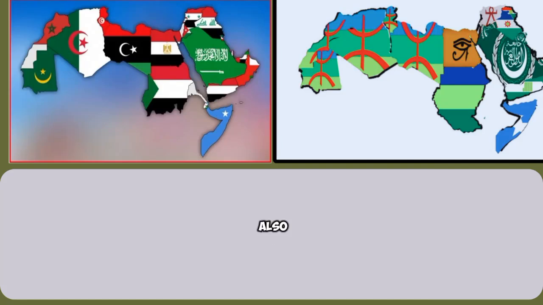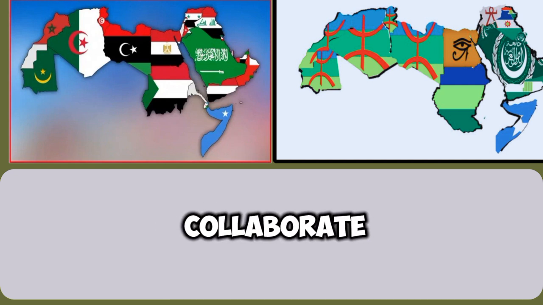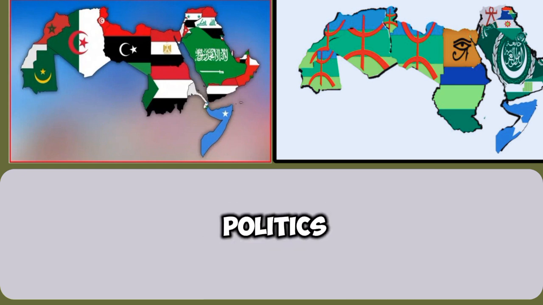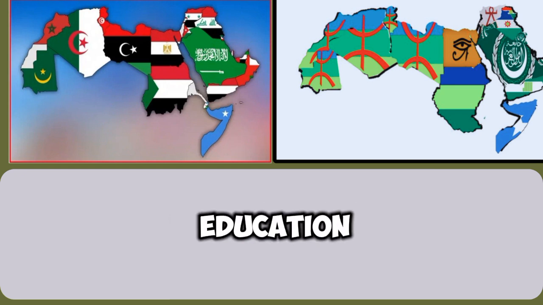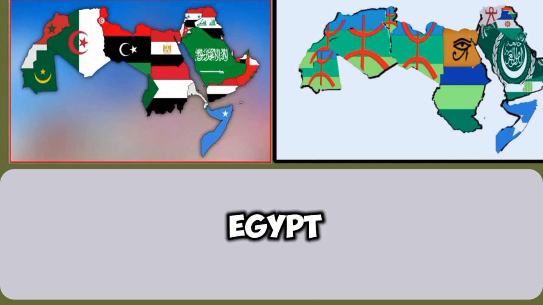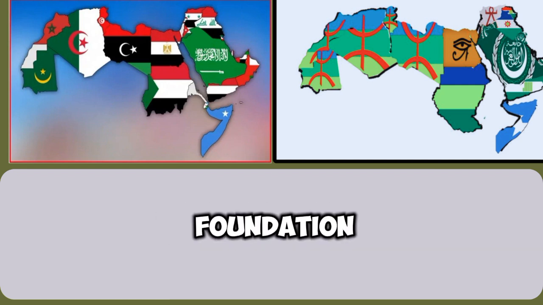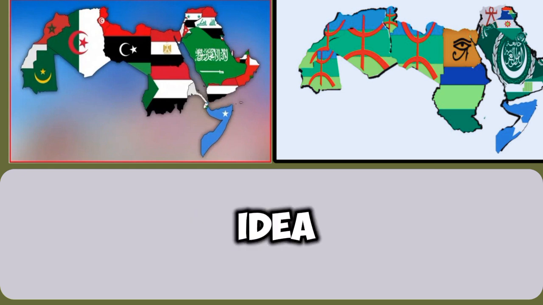The Arab League, also known as the League of Arab States, comprises North Africa, the Horn of Africa, and the Middle East. Its primary goal is to unite Arab nations and collaborate in various areas, such as politics, economics, education, and defense. Established in 1945 by Egypt, Iraq, and other Arab countries, the League's actual foundation can be traced back to an earlier idea conceived several years before.